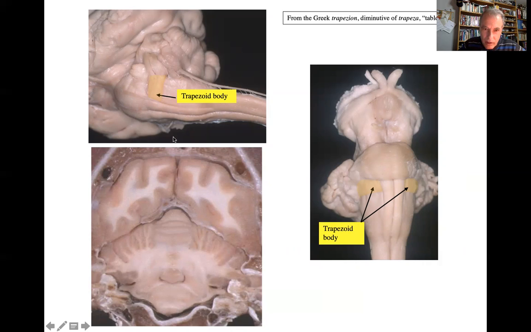Okay, transverse section again, the pyramids right here, and these white fibers here, this is the facial and vestibulocochlear nerves, and these white fibers here form the trapezoid body. These are these transverse fibers that are easily seen on a dissection on both sides of the more rostral portion of the pyramids.